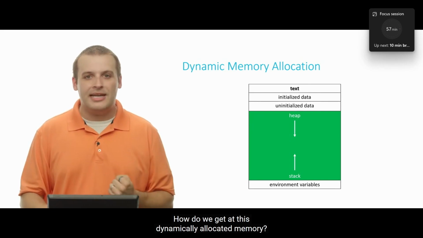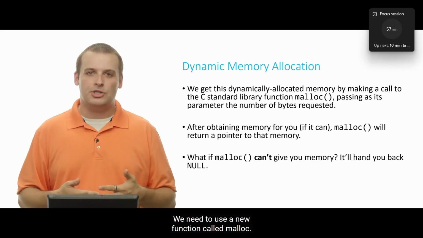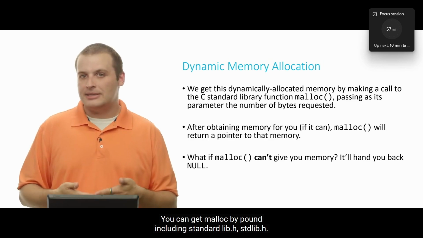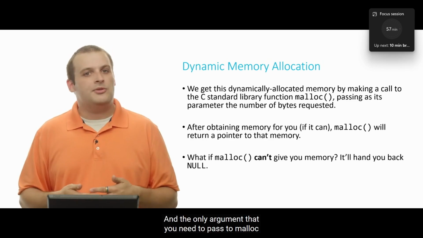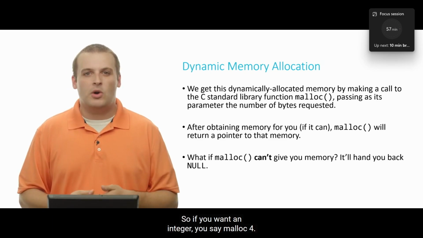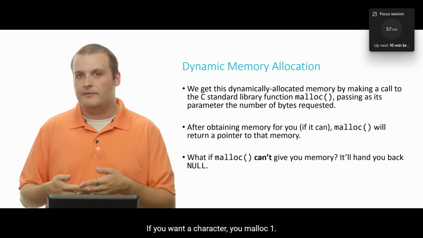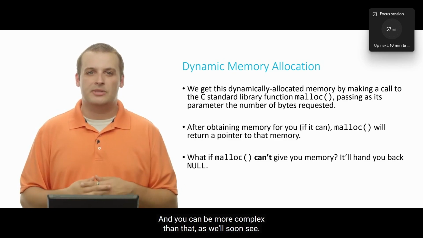How do we get at this dynamically allocated memory? How do we access memory on the heap? We need to use a new function called malloc. You can get malloc by including stdlib.h, and the only argument that you need to pass to malloc is how many bytes of memory that you want. So if you want an integer, you say malloc(4). If you want a character, you malloc(1). If you want a double, you malloc(8), and so on. And you can be more complex than that, as we'll soon see.